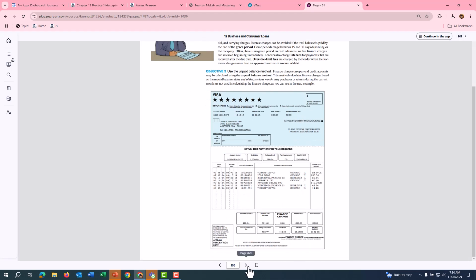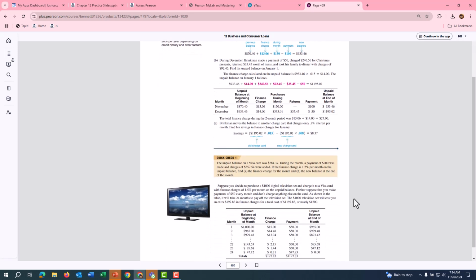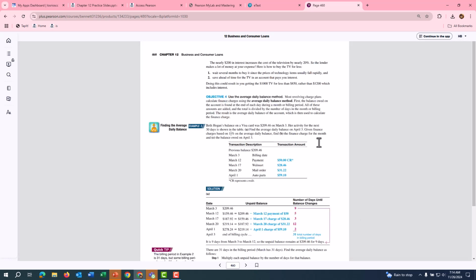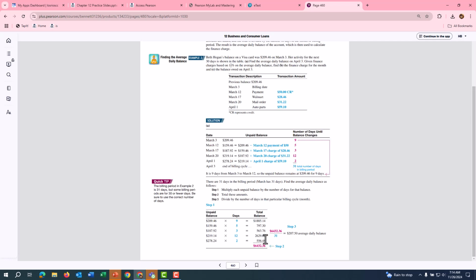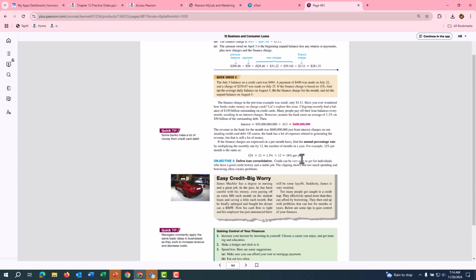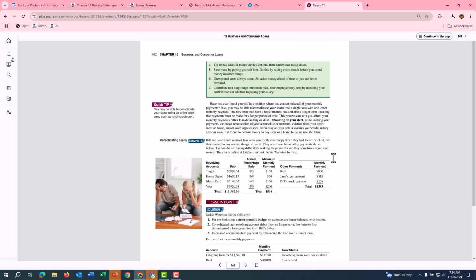We learn how to read a statement, as well as how to calculate debits and credits, as well as interest. In this particular section, you'll be practicing with transaction descriptions, transaction amounts, dates of accumulated interest. In this particular previous balance, less payment, plus new charges, plus finance charge, we calculate the total bill in a credit card charge. We also have some tips and tricks on gaining control of your finances.